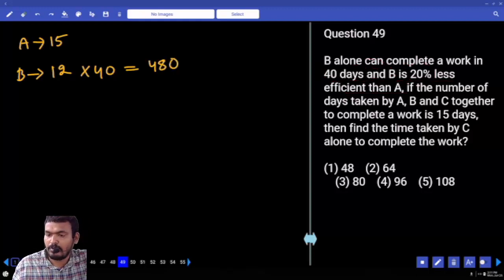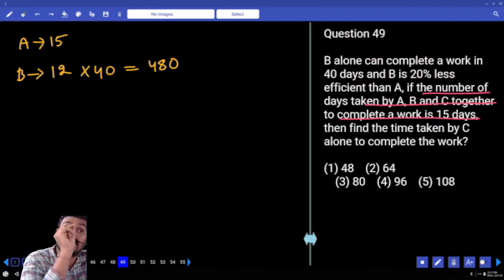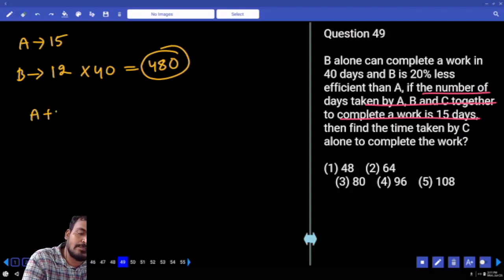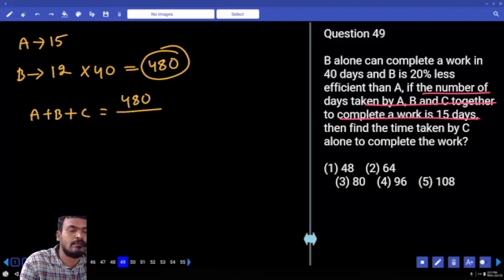What is the total work? 480. And one more point: A, B, C together complete the whole work in how many days? 15 days. Three persons together in how many days? 15 days. But the total work is how much? 480. Means A plus B plus C efficiency equals total work by total time. What is the total work? 480. What is the A, B, C together time? 15 days.